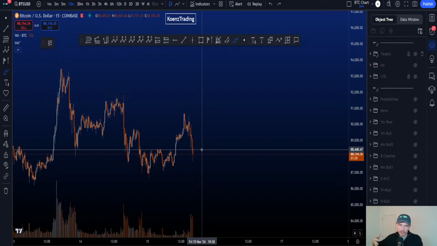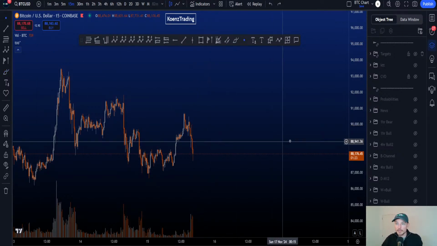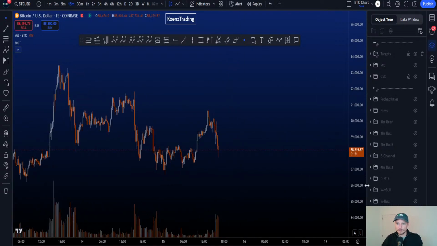And then again, in wave Y, you can have a zigzag, a flat, or a triangle. Wave Ys can be tricky. So yeah, that's it, everyone.